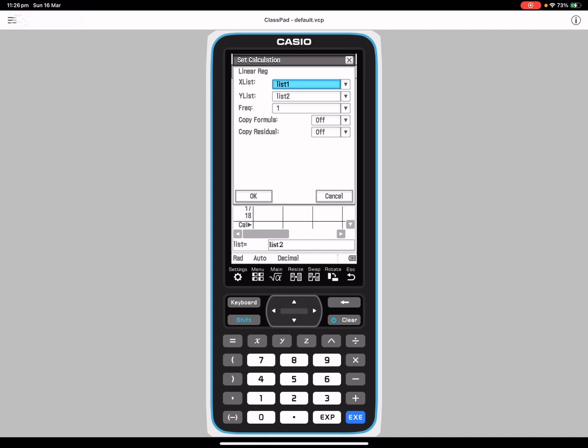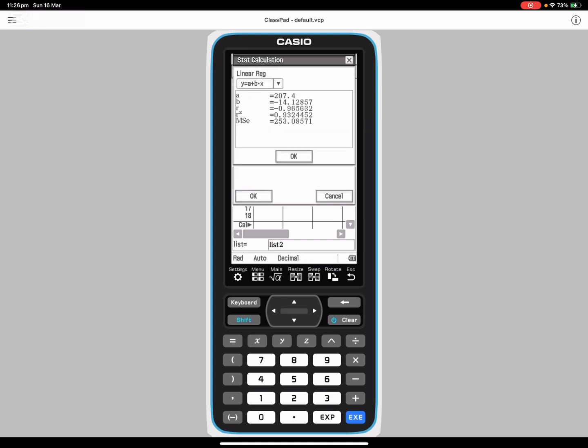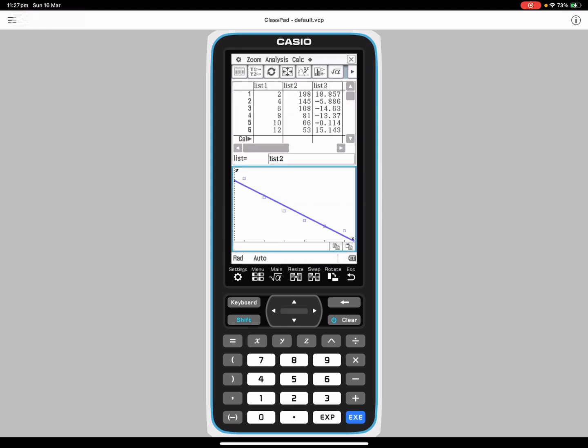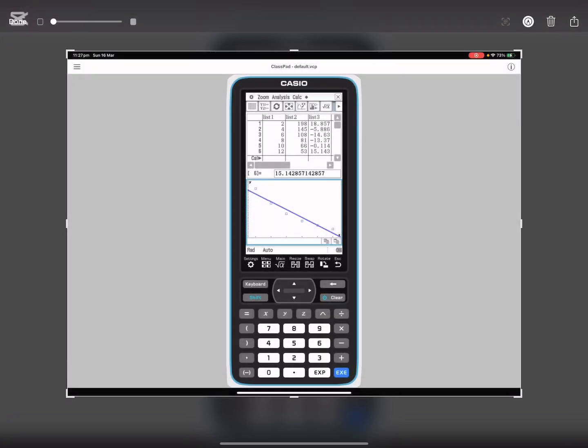I haven't changed anything at this point, but I do want my residuals, and I'm always going to put my original residuals in list 3. I go OK, and that is in the right format, and then I'll get my residuals popping out in list 3. This is showing me the graph there. I might even just take a screenshot of that.